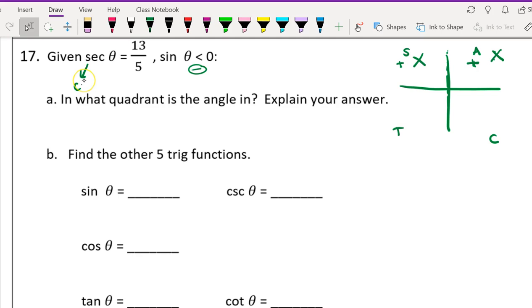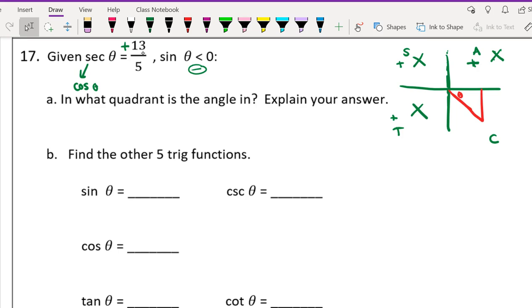Secant is related to cosine. It's the reciprocal function, and since this is a positive 13 over 5, that means that cosine and secant are positive. Well, in quadrant 3, tangent is positive, so that means it can't be there, meaning we are in quadrant 4. So this angle theta is going to be somewhere in quadrant 4. So I'm going to draw in my triangle in quadrant 4.